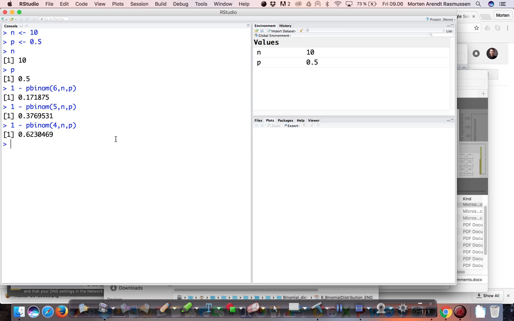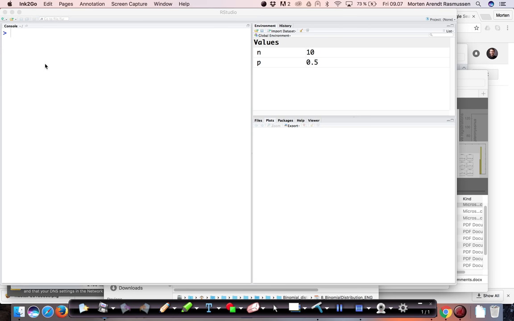The thing you need to think about here is that you need to do the rearrangement of the question before you go into R, because R doesn't have a functionality for turning the cumulative probability into a probability of more than some number. This you have to do by yourself by putting in 1 minus in front.